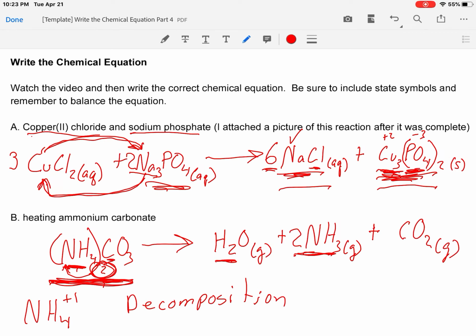We've got 1 carbon in our carbonate on the reactant side. We've got 1 carbon in carbon dioxide on the product side. We've got 3 oxygens on the reactant side. We've got 2 oxygens in the carbon dioxide, but another oxygen here in the water. And so this guy is all balanced up. Everything balances out with just adding that 2 in front of the ammonia.